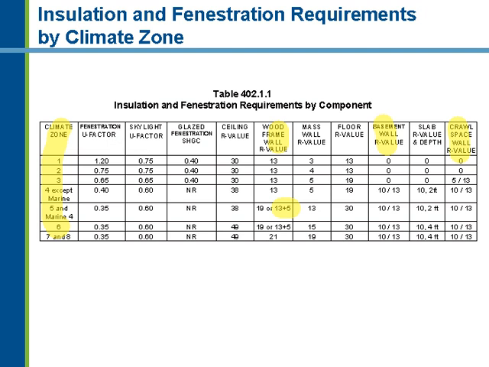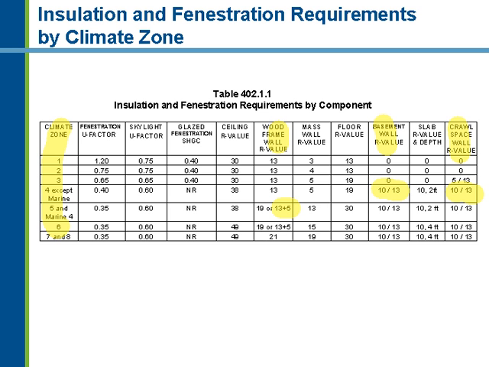The basement wall and crawl space, this 10/13 over here, what does it mean? Well, the first R value applies to the continuous insulation, and the second one is for framing cavity insulation. Either insulation meets the requirement. This is not a 13 plus. This is either or, 10 or 13 in this respect.